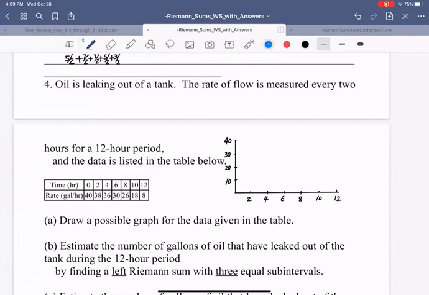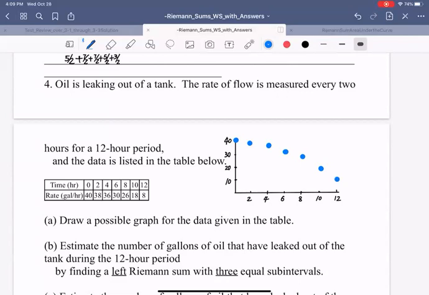At 0, it is 40. At 2, it is 38. At 4 is 36. At 6, it's 30. At 8 is 26. At 10 is 18. At 12, it's 8.